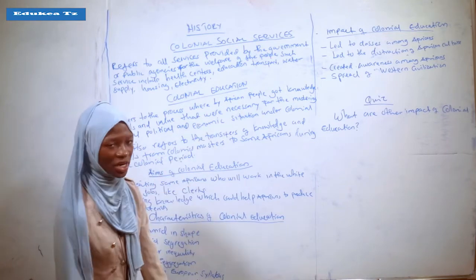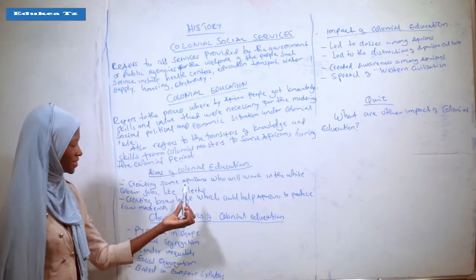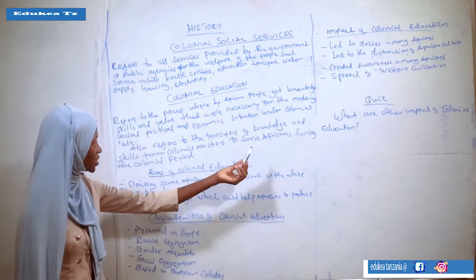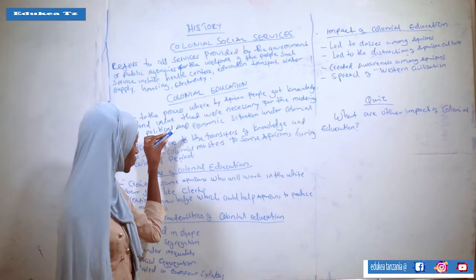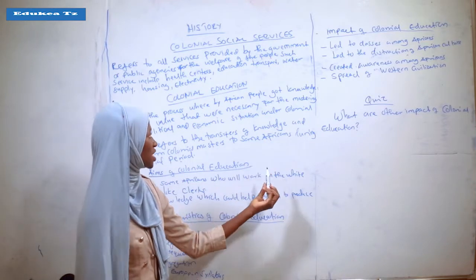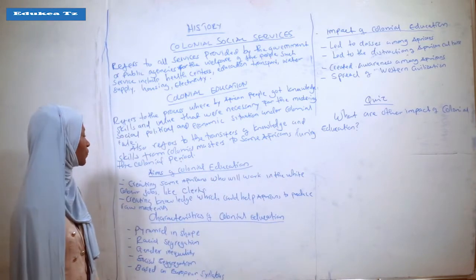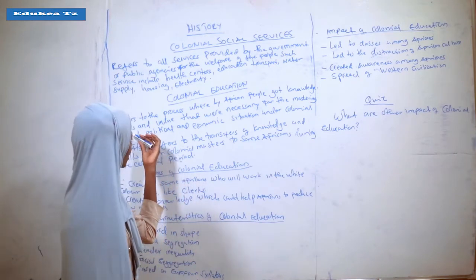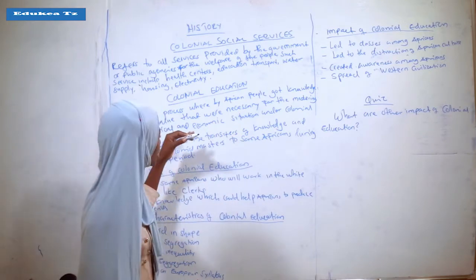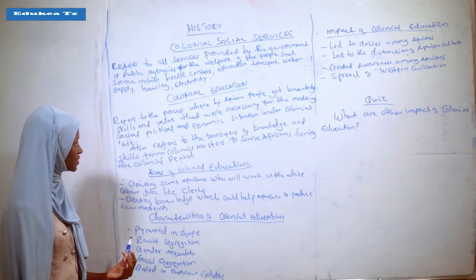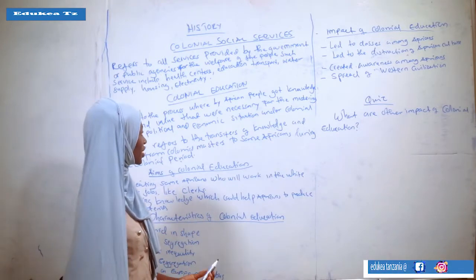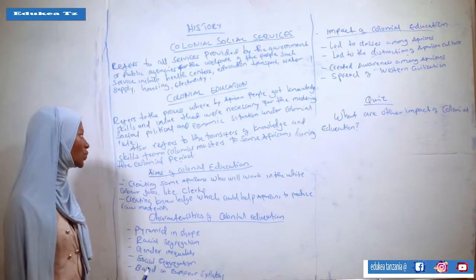Starting with colonial education, it referred to the process whereby Africans got knowledge, skills and values that were necessary for mastering the social, political and economic situation under colonial rule. The aim of this education was to make Africans able to work together under the colonial rule.